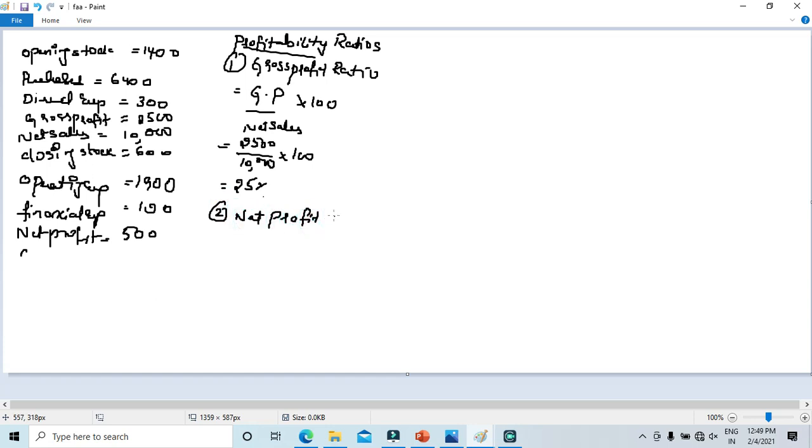Now we'll talk about the second one, net profit ratio. The formula is net profit divided by net sales into 100. So here net profit is 500 divided by 10,000, which he has already given in the question, into 100. You just need to substitute and get the answer. It will be 5%.